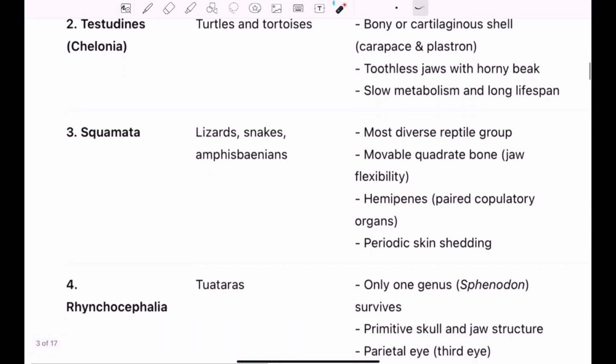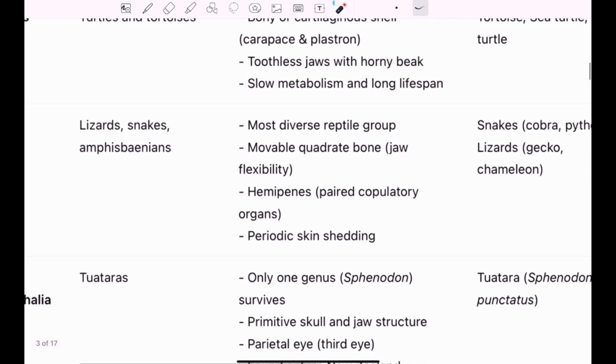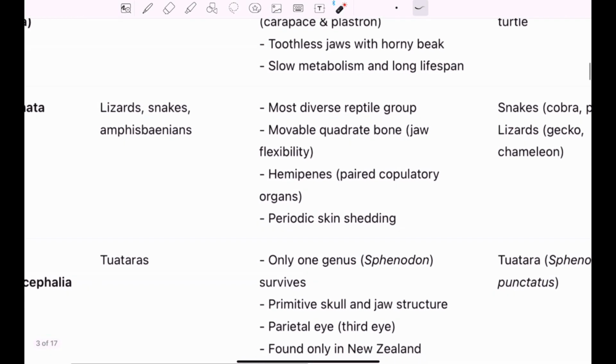The Squamata includes the lizards, snakes, and amphisbaenians, which are the most diverse reptilian groups. They have a movable quadrate bone, that is, the jaw is flexible, and the copulatory organ is the hemipenis. There is periodic shedding of the skin. Examples are snakes, lizards, chameleon.